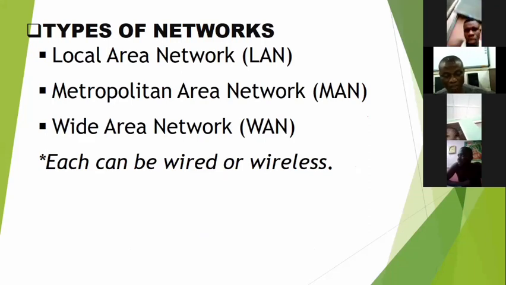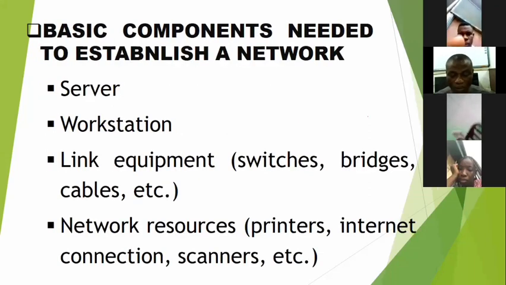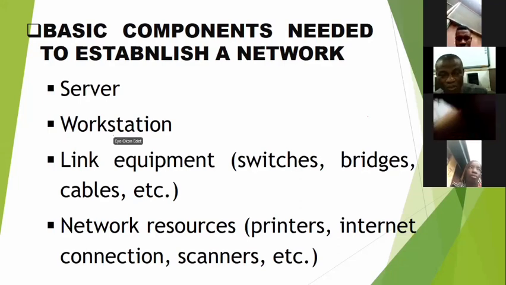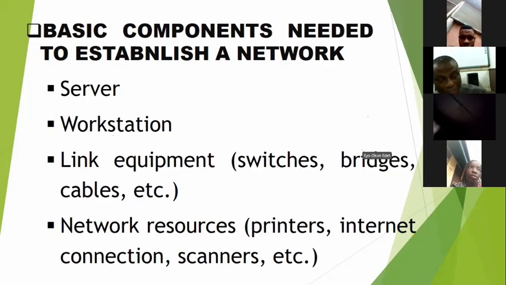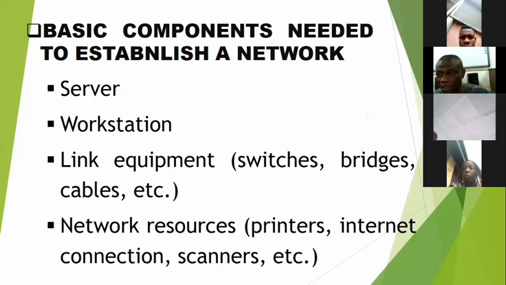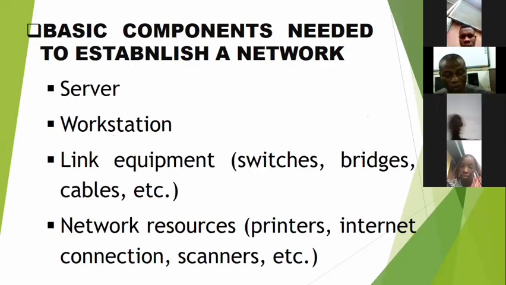Then we have other network resources like printers. We also need scanners. We need the internet resources. Internet service is mandatory. Without the internet, you'll not be able to hook up to Zoom. You'll not be able to hook up to WhatsApp. You'll not be able to hook up to Facebook. You won't be able to hook up to Instagram, Telegram, and so on. So you must need internet service to connect to the network.